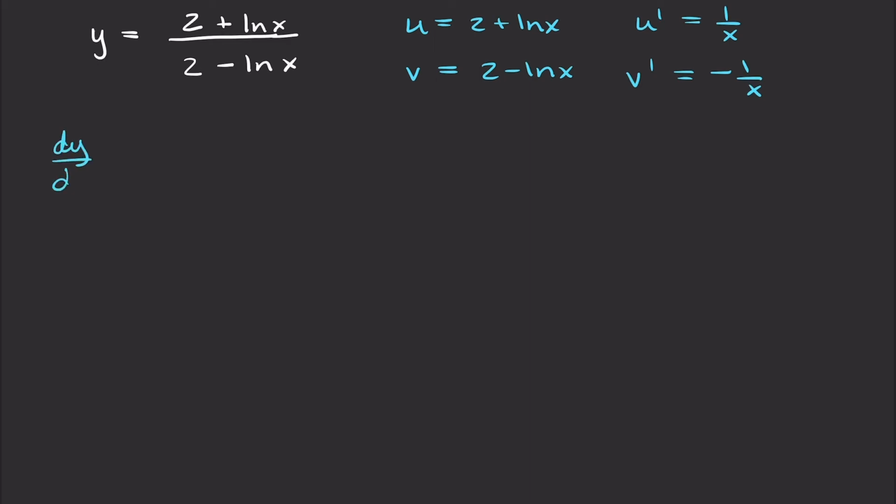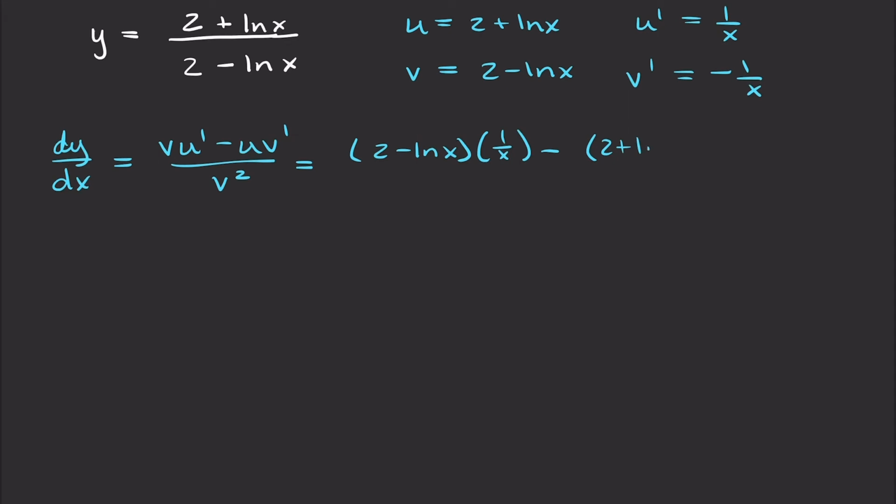So dy dx is going to be low d high minus high d low over low squared. So our function v is going to be 2 minus ln x times u prime, which is 1 over x, minus u, which is 2 plus ln x, times v prime, or minus 1 over x, all over v squared, which is going to be 2 minus ln of x squared.